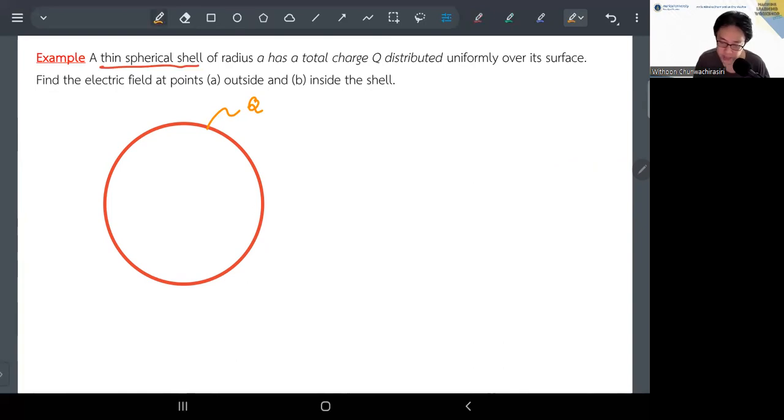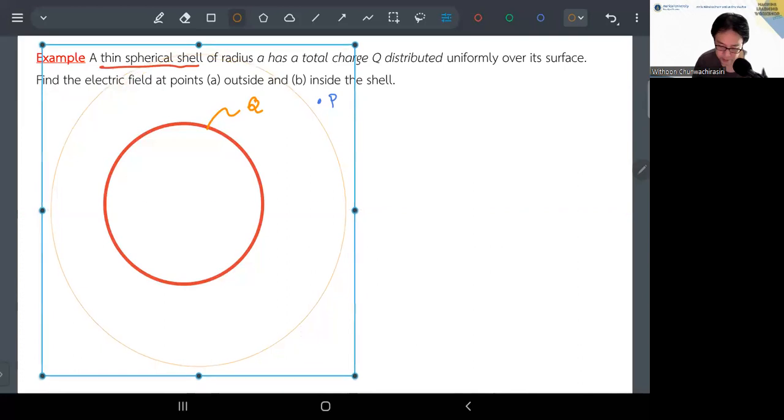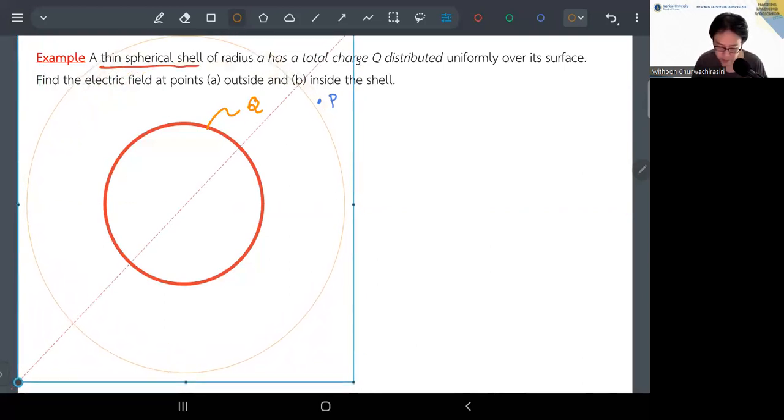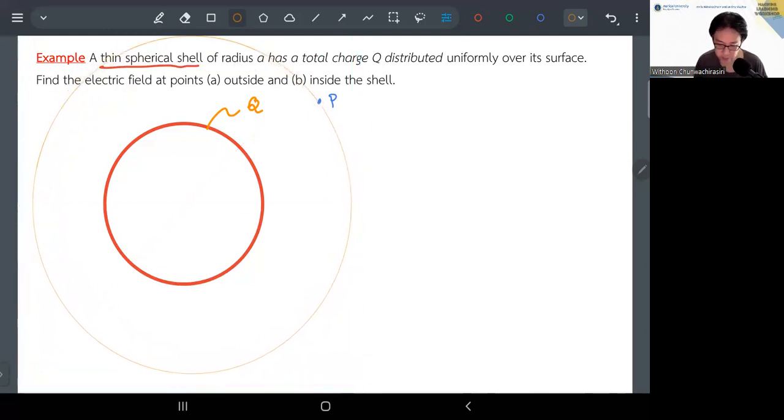If you are standing at the location here, let me call it point P. You would like to calculate the electric field at point P. What you need to do is build a Gaussian surface that includes point P in it. So my Gaussian surface is, of course, that bigger sphere right there.